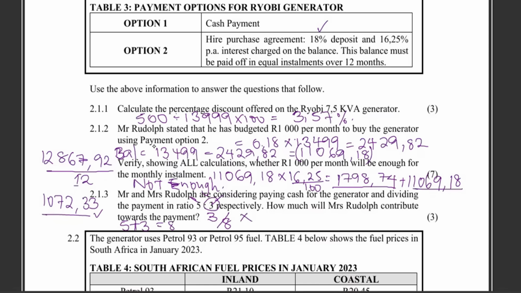So times, how much is it? You're saying contributing towards the payment? So that is it. So the lady will contribute 5,062 rands, 18 cents.